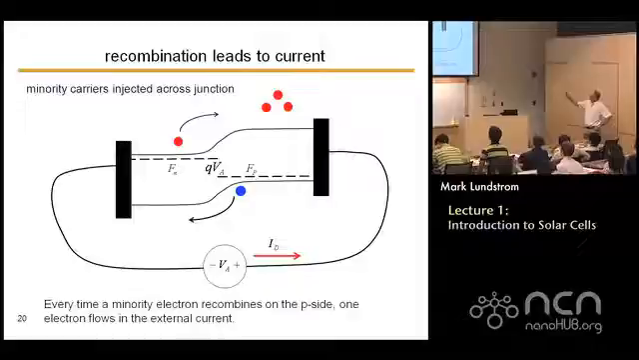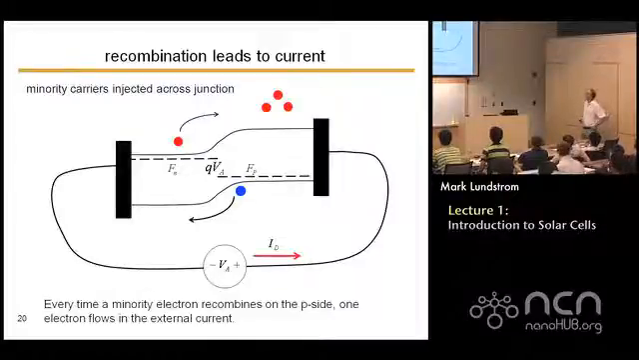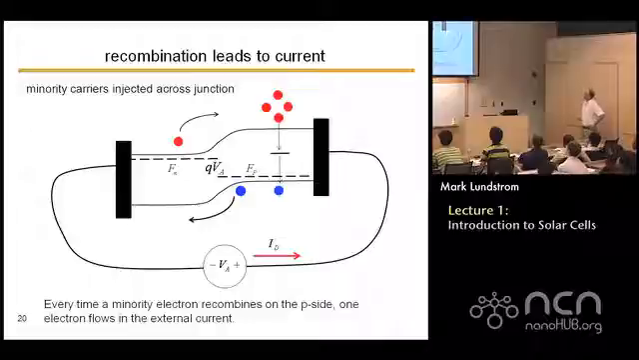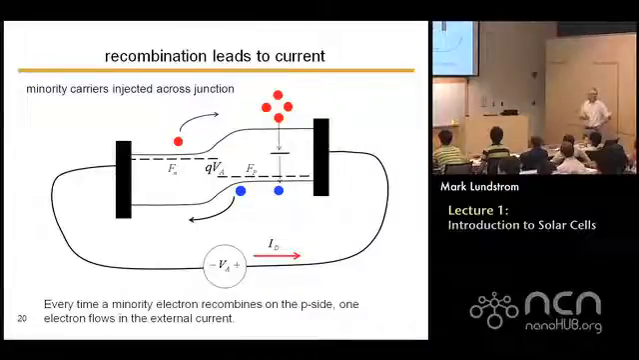So we have a forward bias diode. We've lowered that barrier. Electrons can get injected over, and now we have a population of excess minority carrier electrons in the p side. Now, they can recombine in a number of different ways. But one way they could recombine is that there could be a defect.